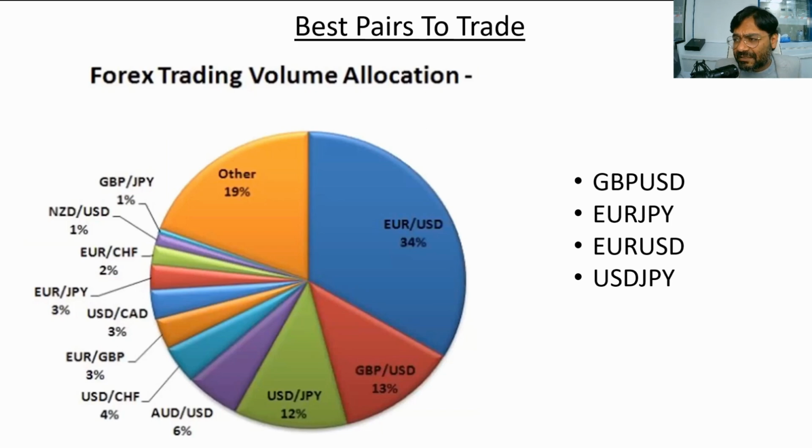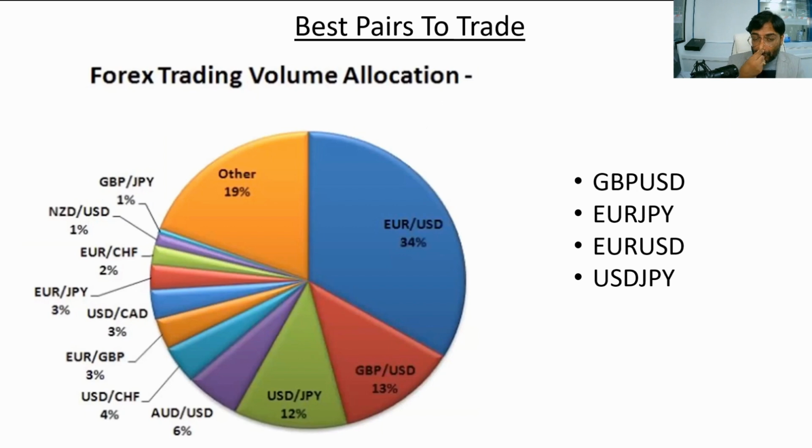Last but not the least, before I finish this advanced trading course for you, the best pairs to trade, as I'm showing you here, are only GBP USD, Euro JPY, Euro USD, and USD JPY. Of course, for commodities, gold and crude oil is not bad, and US 30, even Nasdaq is not bad.